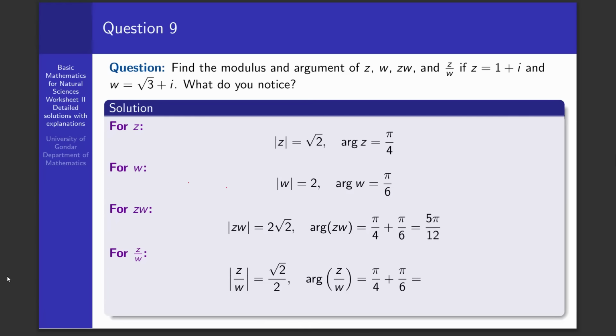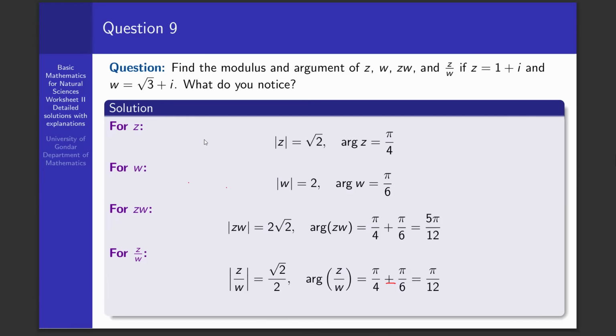I think this must be minus. That means this is minus pi over 6. So in this case, we have the difference between these two, which is pi over 12.